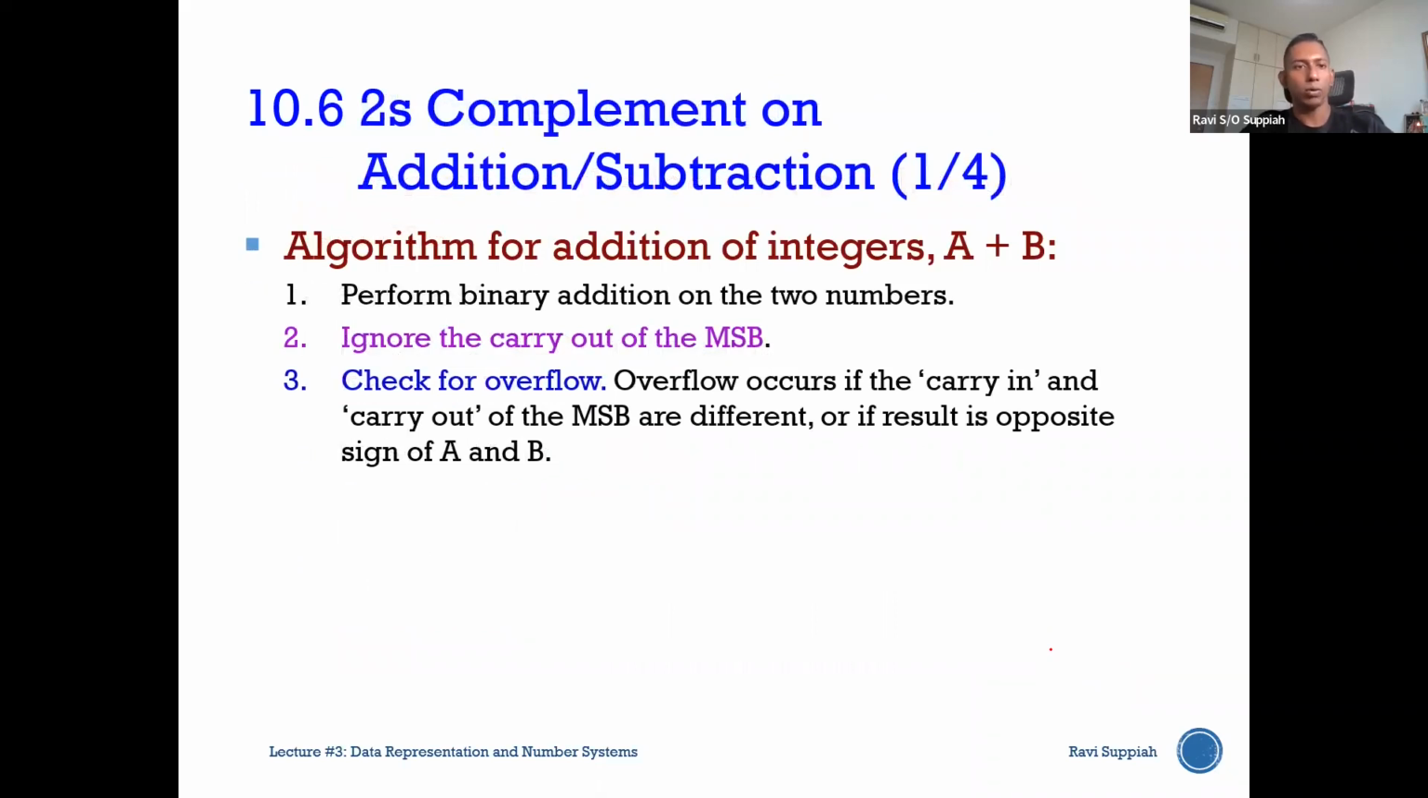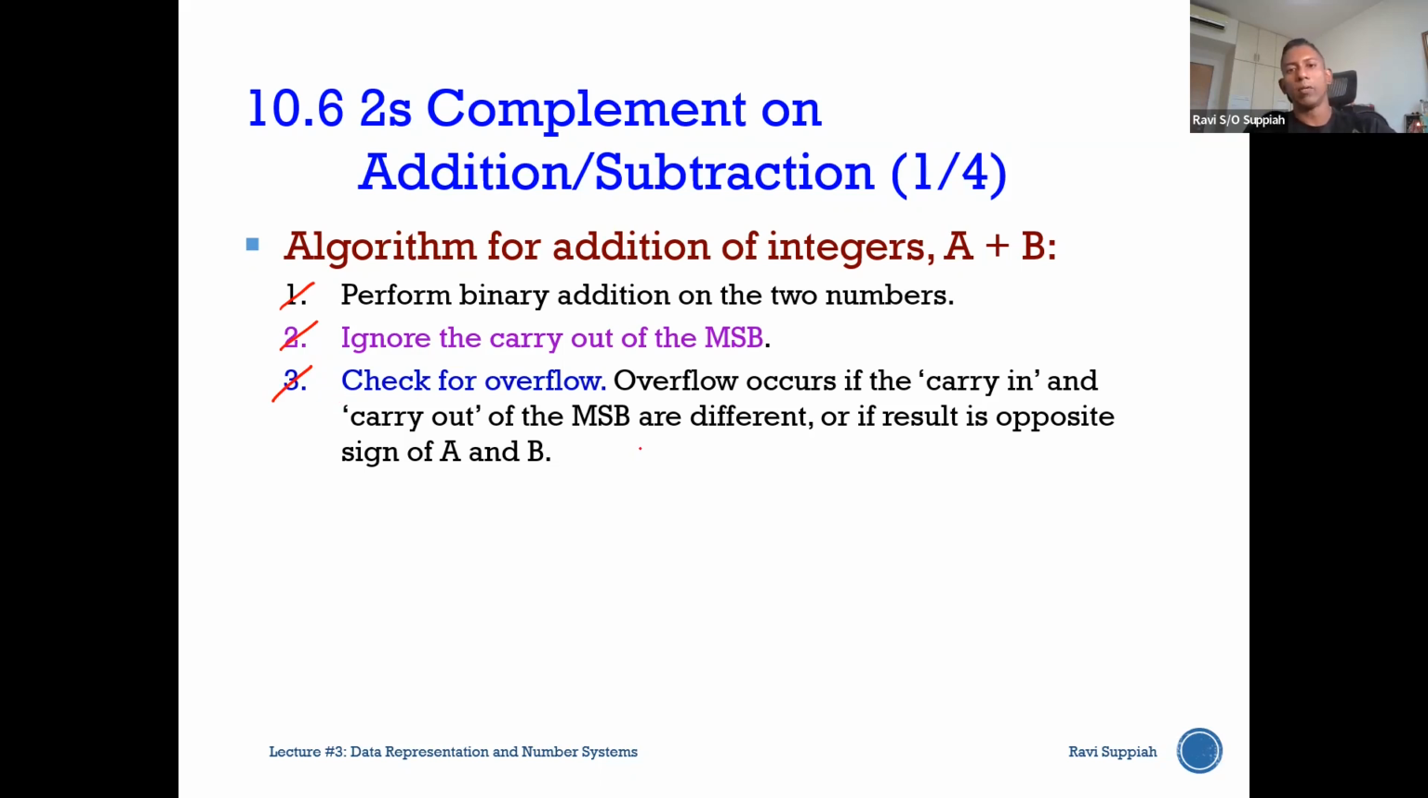So let's look at how to do some addition and subtraction for 2's complement numbers. Firstly, we're going to perform the binary addition, and we're going to ignore the carry of the most significant bit. So if there's a carry out, we just ignore it. And then we check for overflow. So what is the overflow condition? It is basically the case where the answer is not going to make sense.